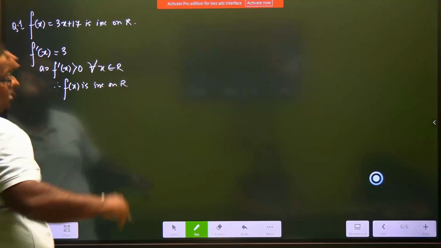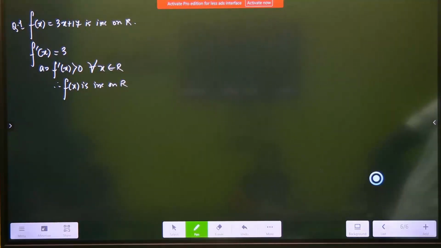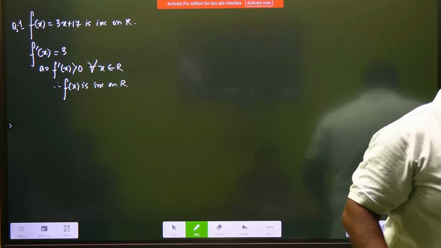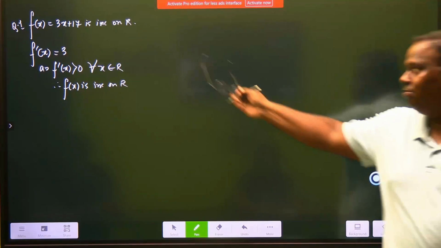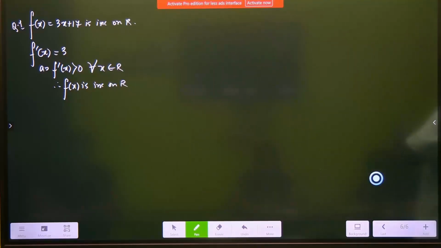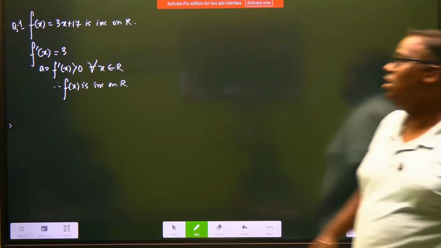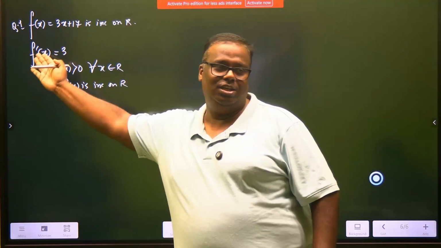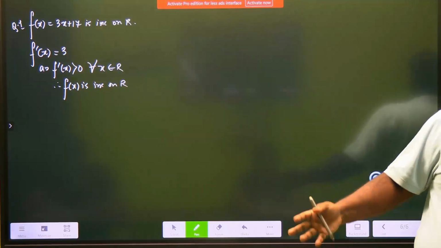Did you understand this? Here there is no question of putting in any values, because what is the function given? The function is linear. If the function is linear, it means it's a straight line, and a straight line with positive slope is always an increasing function. It is y equal to mx plus c, and the slope is positive, so it's an increasing function. There is no tension to take in this.